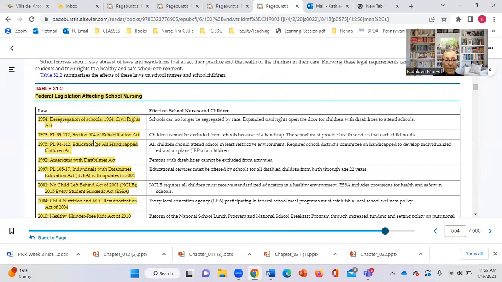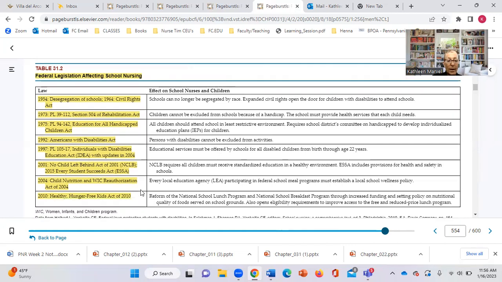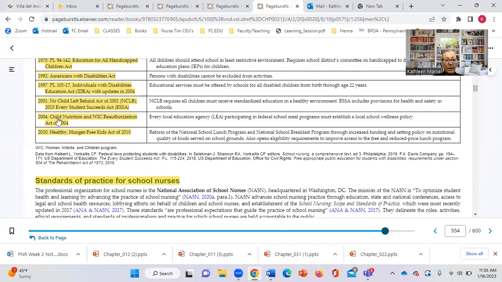And then the education for all handicapped: all children should attend in the least restrictive environment. And then in '92, you can't discriminate against people with disabilities. The WIC program was active 2004, right? So this is important: every local agency that's participating in this particular federal meal program must establish a school wellness policy.